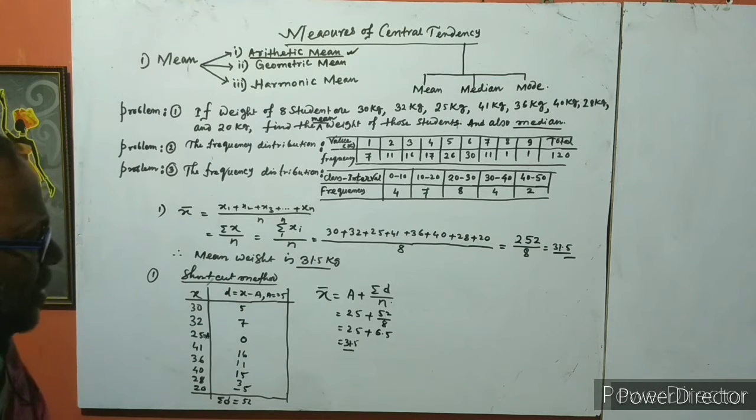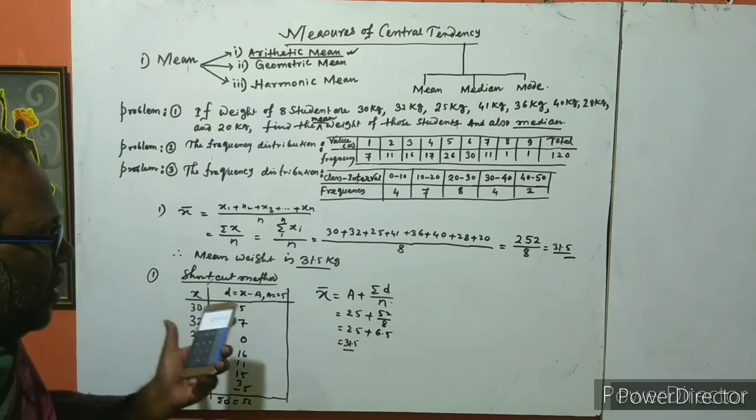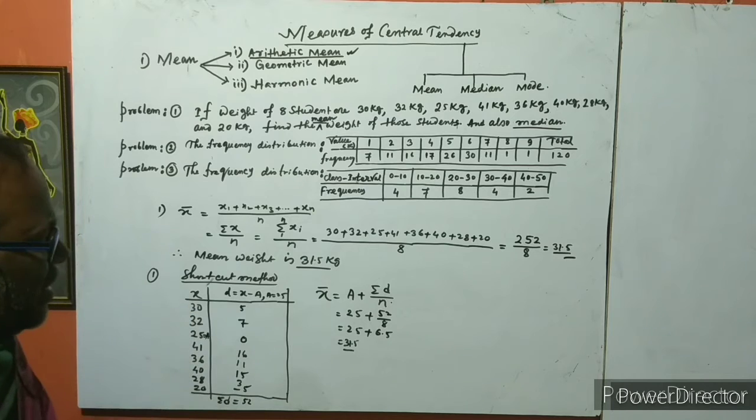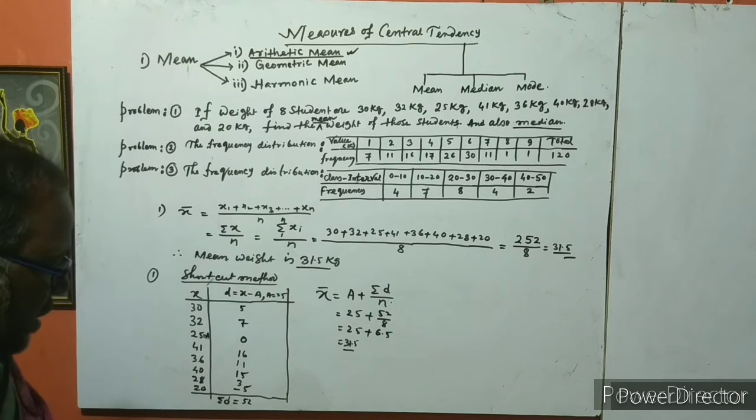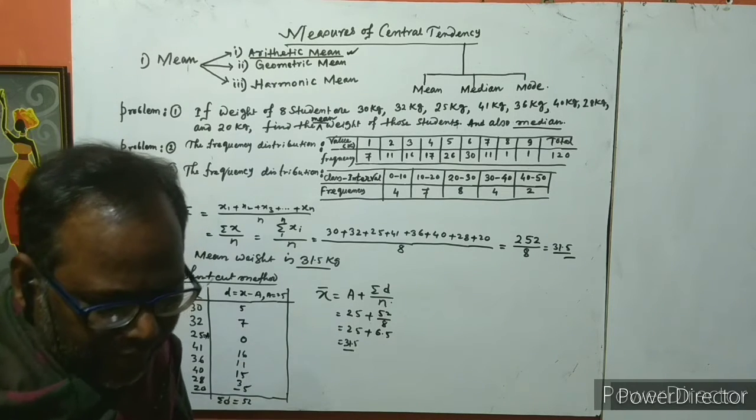Maybe there is some error. As we got 31.5, a silly mistake might give 31.6, but there is no such error here. So now see, this is x bar. The formula is a plus summation d divided by n.